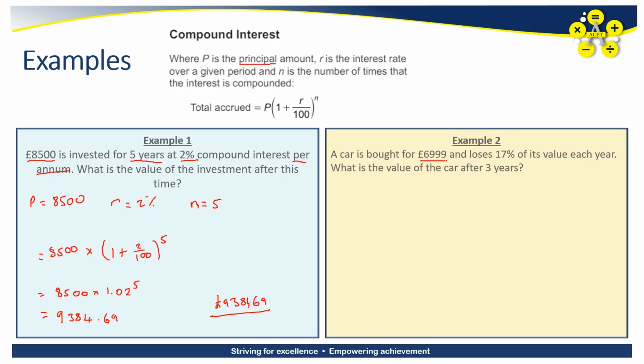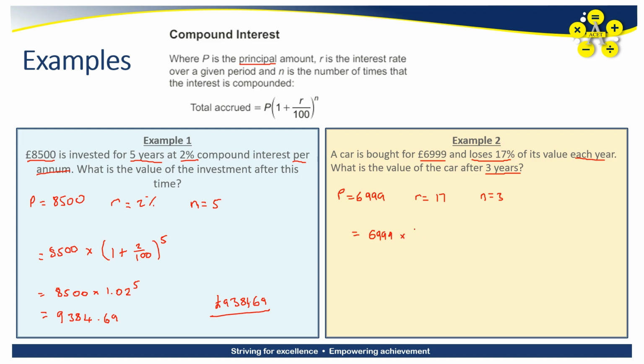I'll show you again here, but with a loss this time. So a car is bought for £6,999. It's been losing 17%. And it's saying each year, so it's only once per year. And we're interested in what the value is after 3 years. So our P is that starting value, that's £6,999. Our R is the interest rate, that's given, so it's 17% here. And our N is the number of times over that period, which in this case is 3 because it's just once per year.